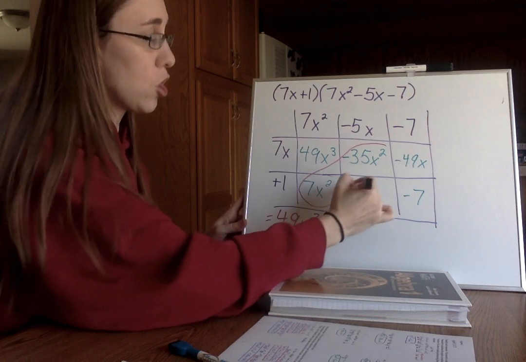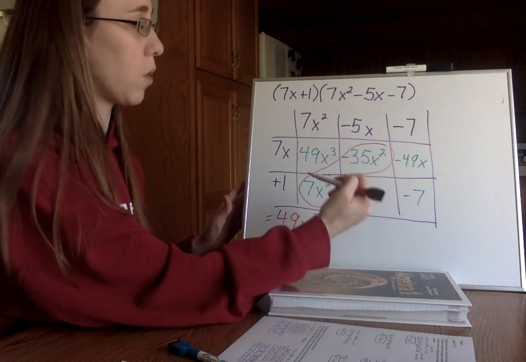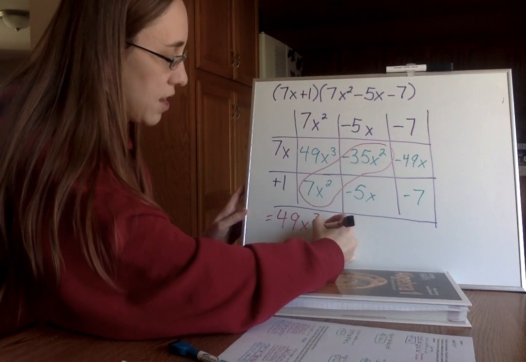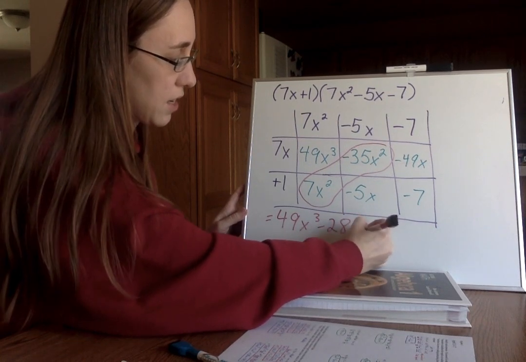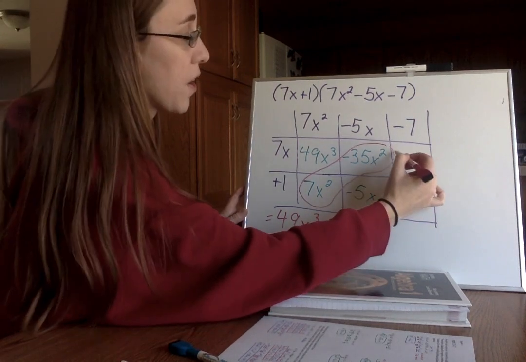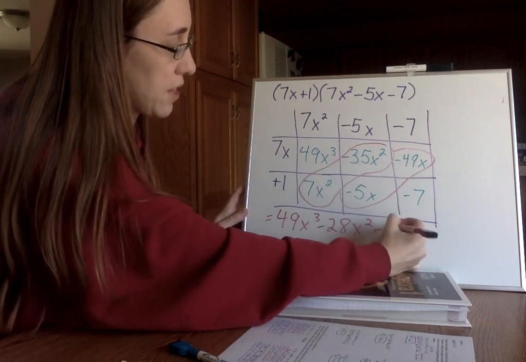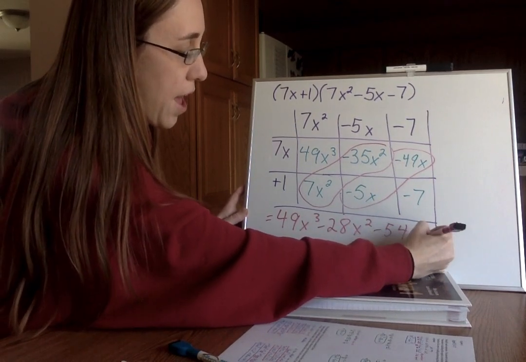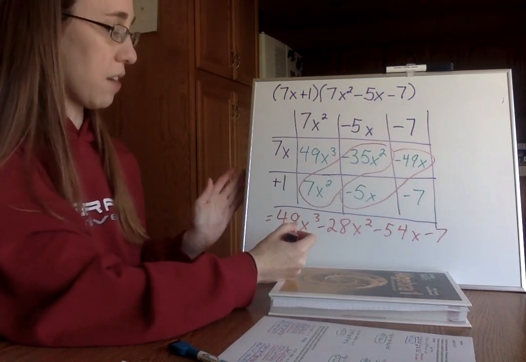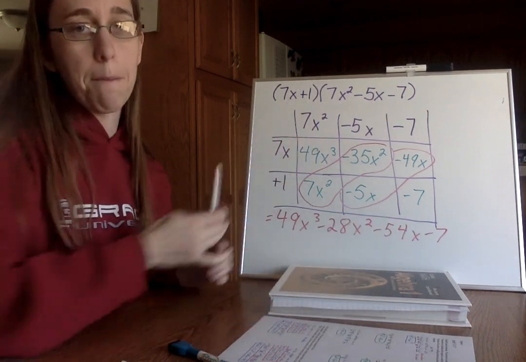Now I have 2x squareds, and one of the things you'll have to notice is that like terms usually, not always, but usually are kind of diagonal from each other. So that's a good place to look when you're working through these. So negative 35 plus 7 is negative 28x squared. Then we keep going. Here's my x's once again. They're diagonal from each other. Negative 49 minus 5 is negative 54x, and then that negative 7 is the only constant we have. So our final answer is negative 49x to the third minus 28x squared minus 54x minus 7.